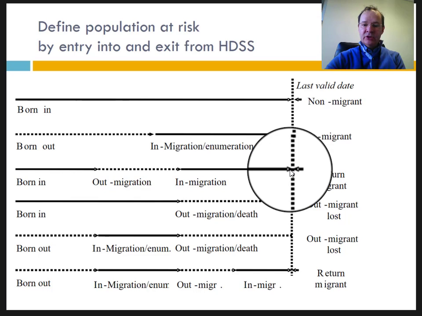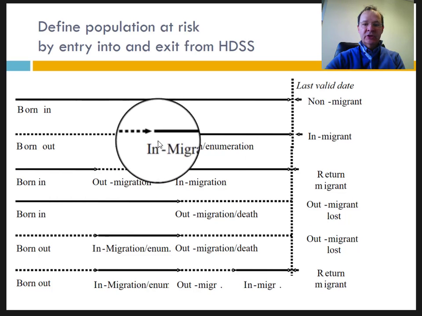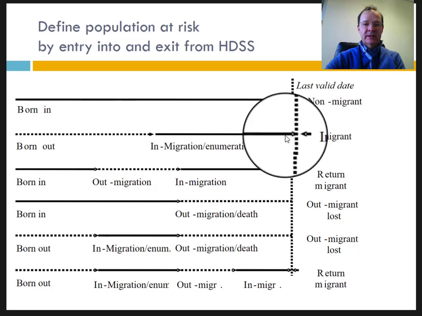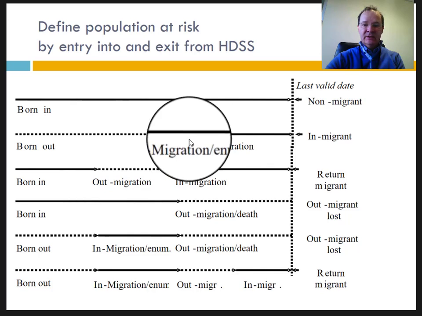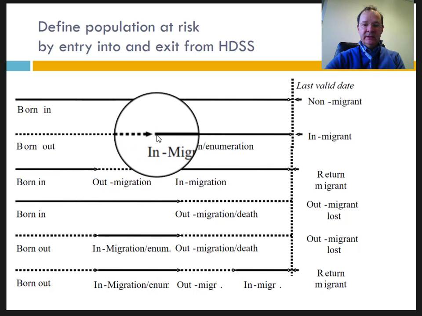This diagram is showing the different migration statuses that individuals can have depending on their migration experience. Inclusion in the population at risk may occur through in-migration, where the individual is an in-migrant, or by enumeration. Take note that enumeration is independent from the individual's intention. It is called left censoring. We will come back to that later.